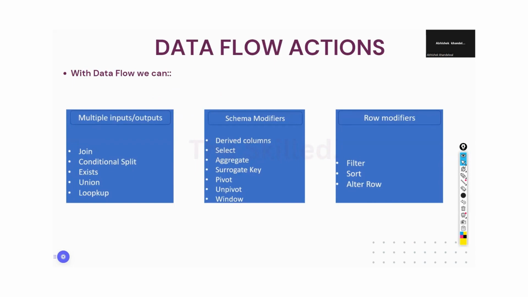So what all can we do in data flow? We can join, and we can split the data based on some condition. We can check whether a particular value exists or not, and then move our data or do transformation based on that. We can combine data using Boolean conditions. We can do lookups, which we have already discussed in the ADF activities part. In the same way, we have derived columns, select, aggregates like mean, sum and max, pivot and unpivot data, filtering, and sorting. All these things can be done using data flows.